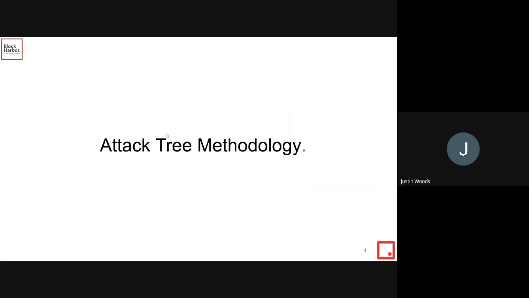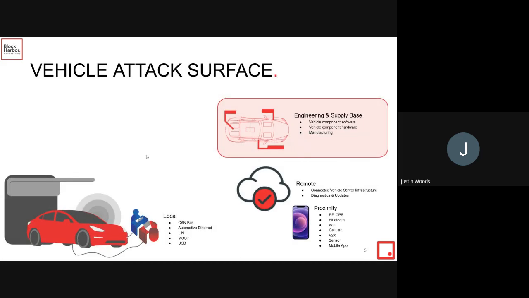So now into the attack tree methodology. We're going to start off by looking at the vehicle's attack surface. So from before a vehicle is even made, there's the engineering supply base. This is talking about the component software, hardware, and the manufacturing that goes into it. Any attacks done there may lead to a kind of widespread lack of cybersecurity.